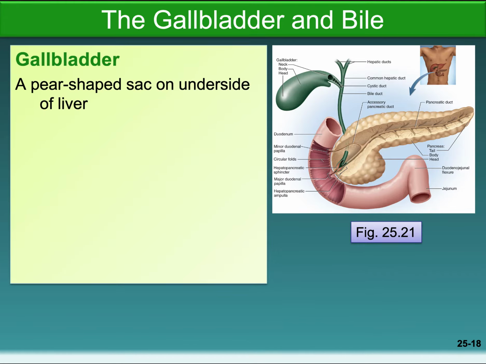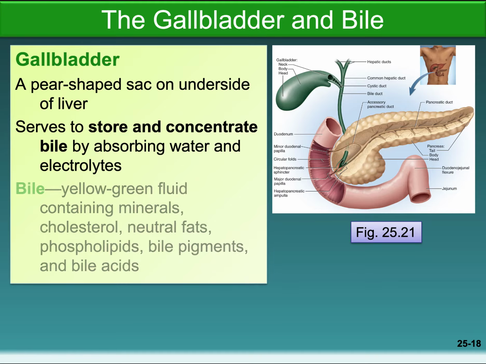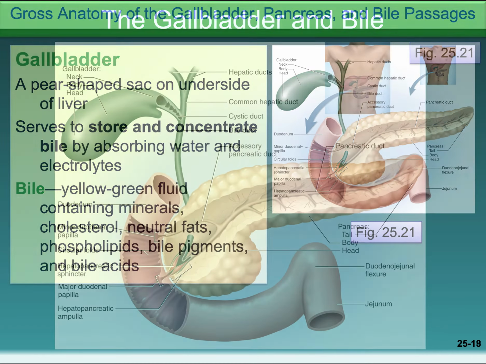So the gallbladder is this pear-shaped structure that stores and concentrates bile. And what is bile? It's a bitter tasting, yellow-green fluid. And look at all the things that are in bile: minerals, cholesterol, fats, phospholipids, pigments, and acids. These are really important in helping break down some of what we've consumed.